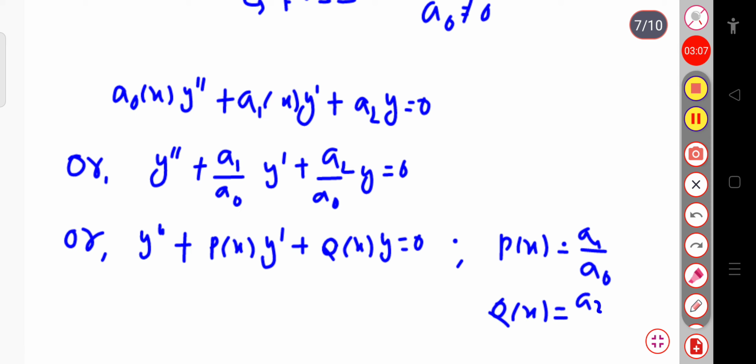And here if a naught equal to 0, then the functions p of x and q of x are going to be undefined. So basically here we will consider a naught is not equal to 0. This is our basic condition. Now let us see how to solve this differential equation by using this Frobenius method.